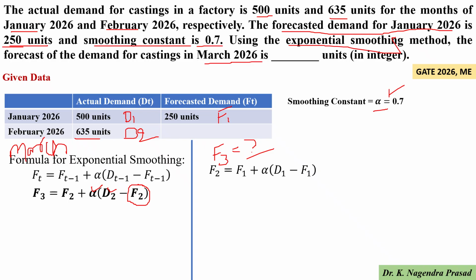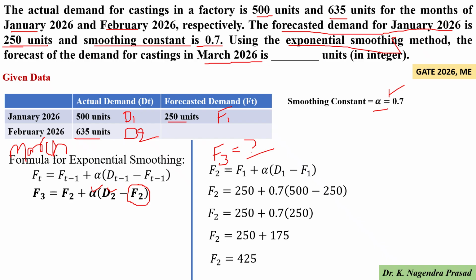Similarly, by using the formula F2 equal to F1 plus alpha into D1 minus F1. Here we know the F1 value is 250, alpha value is 0.7, D1 value is 500. Then substitute all the values: F2 will become 250 plus 0.7 into 500 minus 250, which is equal to 250 plus 0.7 into 250. Then F2 will become 425 units.